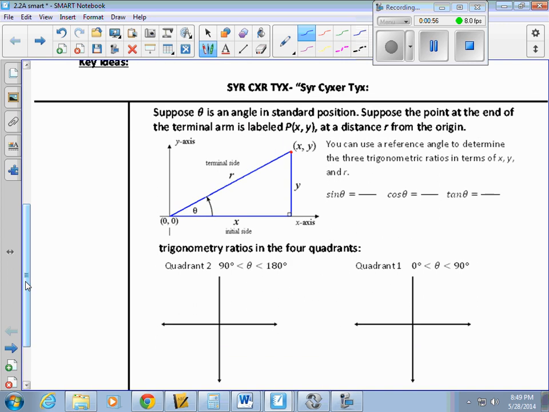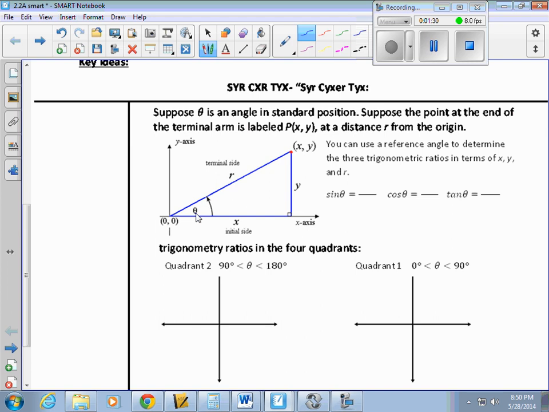It says, suppose theta is an angle in standard position. Suppose the point at the end of the terminal arm is labeled point P(x, y). So here's my angle theta. It's in standard position because it's starting on the positive x-axis and making that rotation. So we're going to label a point on that terminal arm as point (x, y). And the distance that point is from the origin is r.